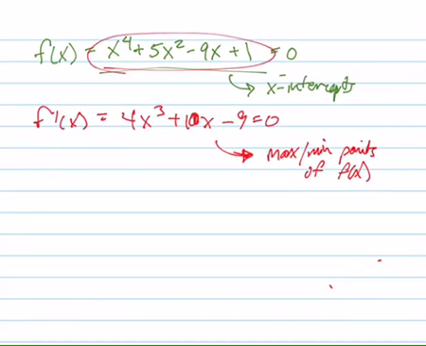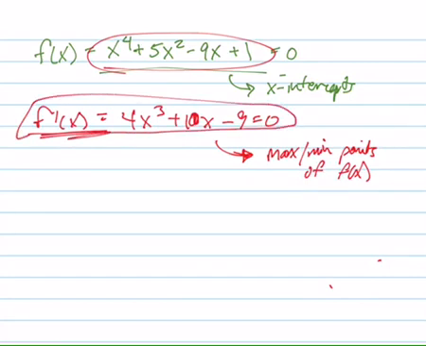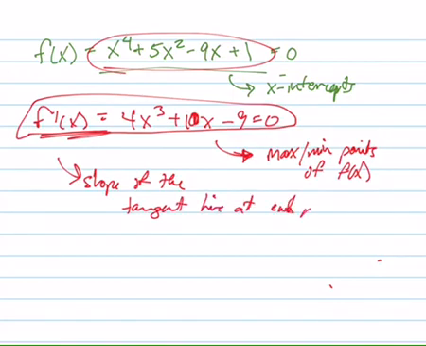Because remember what the derivative means. The derivative is the slope of the tangent line at each point on f of x. That's what the derivative is. It's the slope of the tangent line.